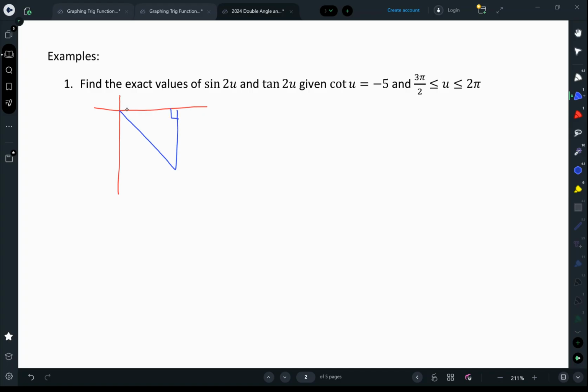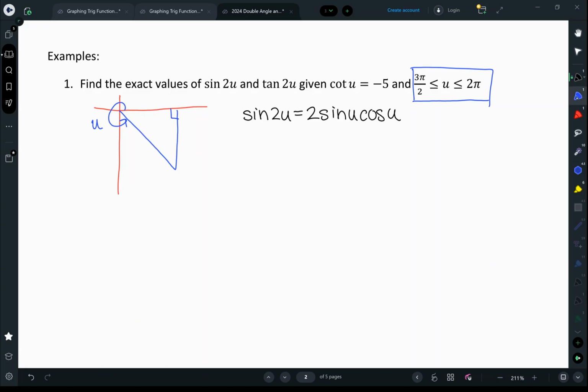And so this is here my angle u, and that's just from this restriction. And then I want to find the sine of 2u and the tangent of 2u. So let's just start by thinking about the formula for the sine of 2u. That formula I can write as the sine of 2u is equal to 2 sine of u times the cosine of u. And so what I need to do is figure out the sine and the cosine, not of 2u, but just of u, which is what my diagram represents.